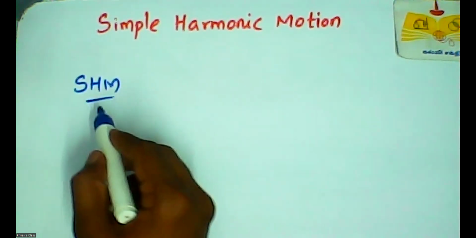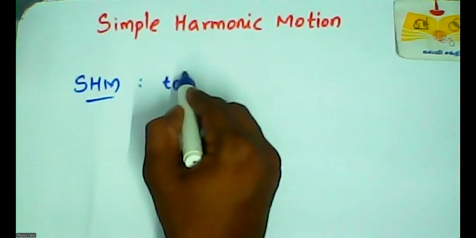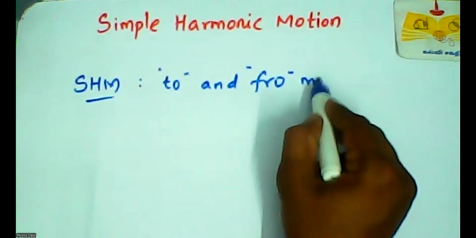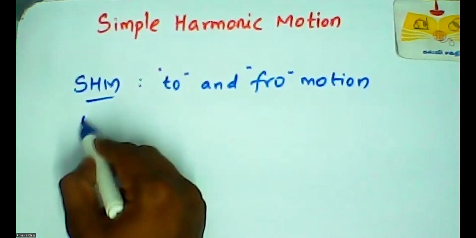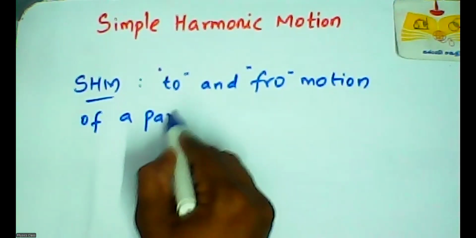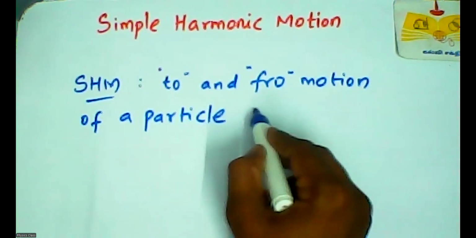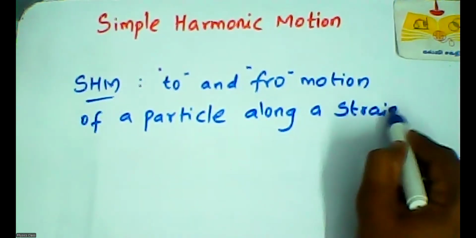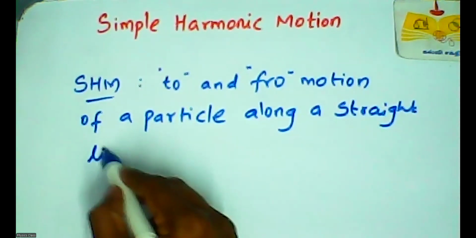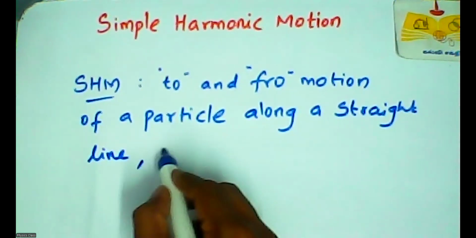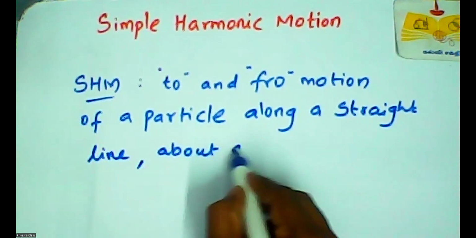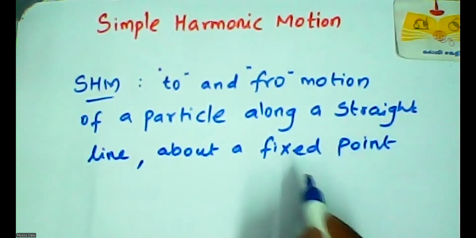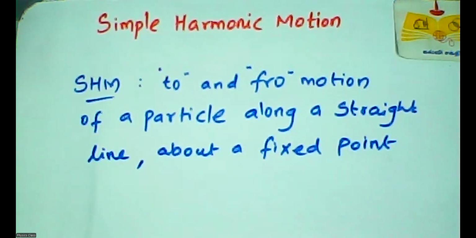it is a to and fro motion of a particle along a straight line, about a fixed point. It is called simple harmonic motion.